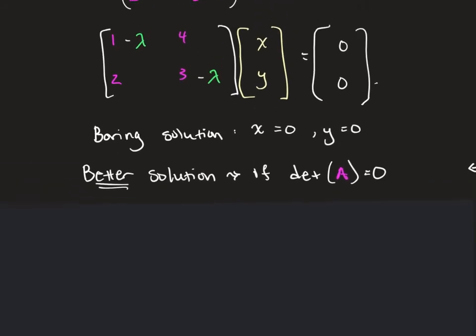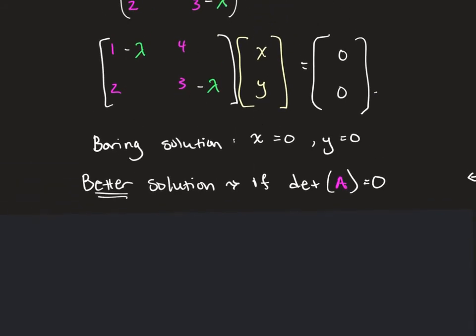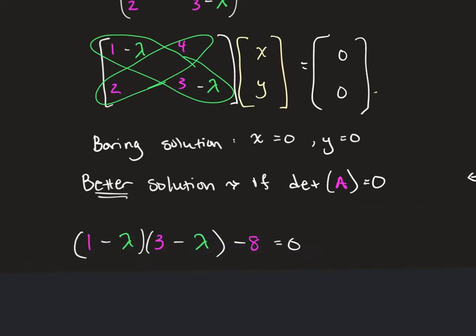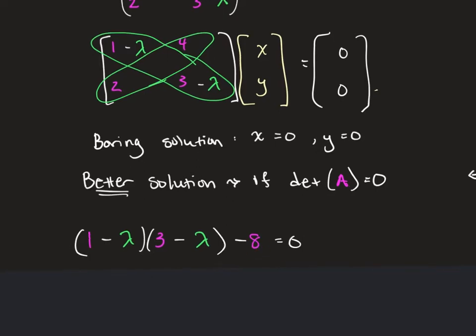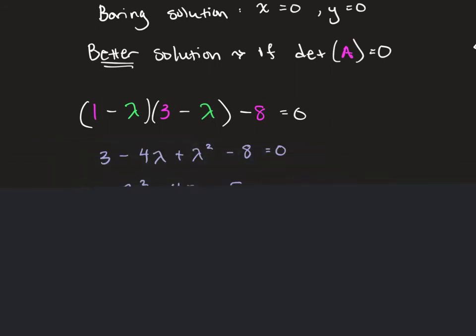Okay, so now we're going to solve this. To get the determinant, what we're going to do is take these multiplied and then these multiplied, and we will subtract off the 8 that we get from this. So we write this like this. So we've got 1 minus lambda times 3 minus lambda minus 4 times 2, which is our 8, is equal to 0. And hey, this is just a quadratic. And you guys know how to deal with quadratics. That's not so bad.